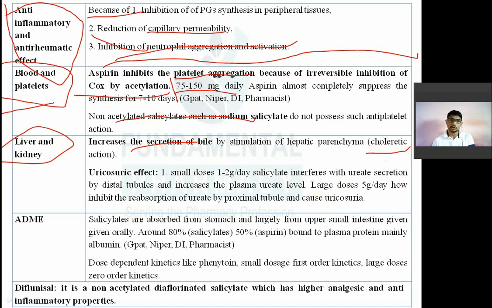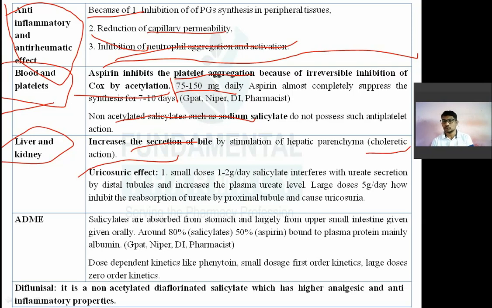Then uricosuric effect. In small doses, if you take 1 to 2 gram aspirin daily, salicylate interferes with uric acid secretion. They compete with uric acid for excretion, and instead of excreting uric acid, the salicylate is excreted. Means the kidney will excrete aspirin and not uric acid. So there is a rise in uric acid level. In smaller doses they increase the uric acid level of your blood, and in higher doses, if you take 5 gram per day, they inhibit the reabsorption of urate from the PCT, which causes uricosuric action.